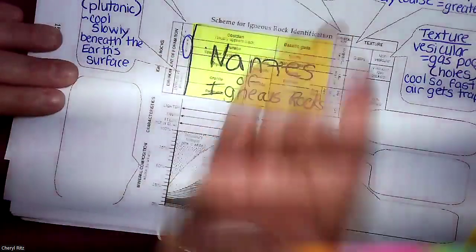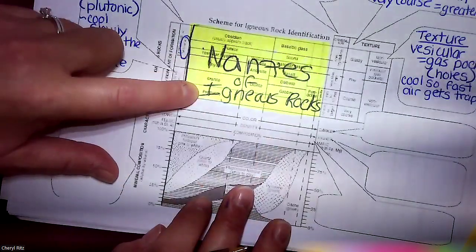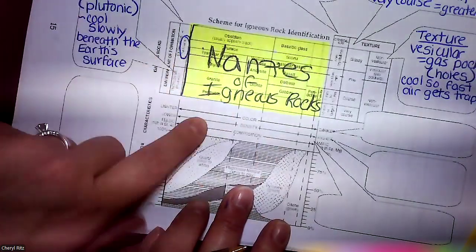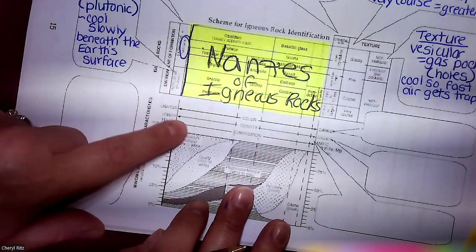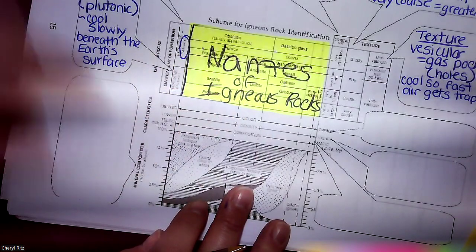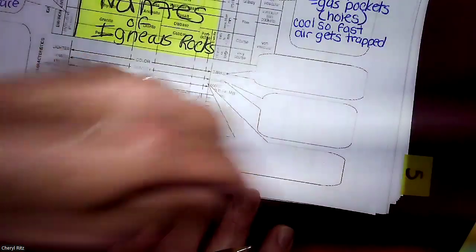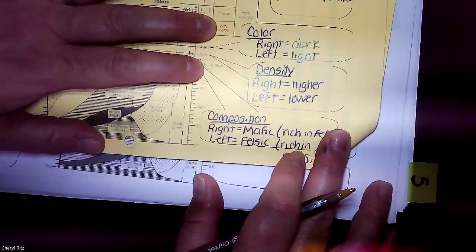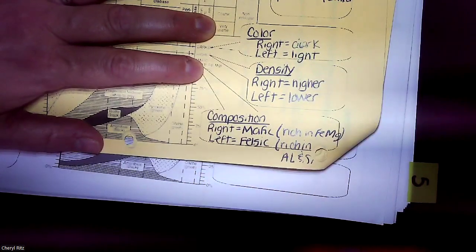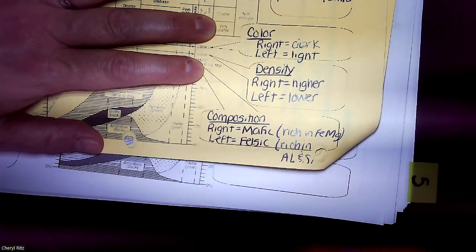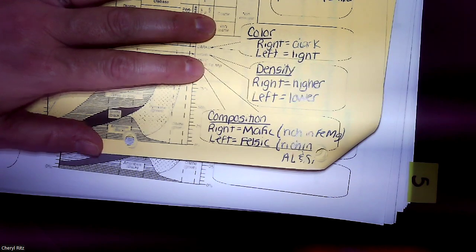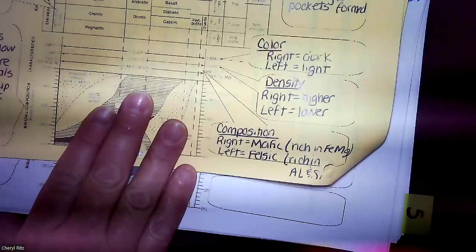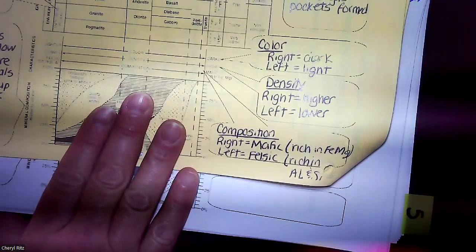Versus on the left side, so like granite and pegmatite, they're going to have a lighter color, they're going to have a lower density, and they're going to be what's called felsic. So right here, we're just going to add these three, which says color on the right equals dark, on the left equals light. Density, right equals higher, left equals lower. And then composition, I'll tell you what those mean once you're ready.